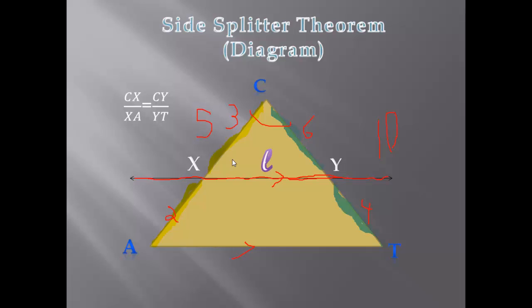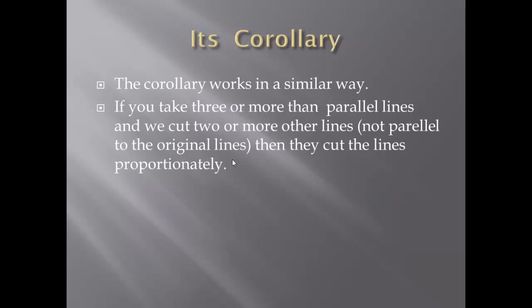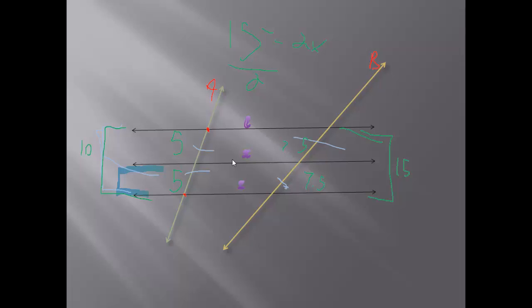And the greatest of all theorems must also have an application outside of this. And one of these ways is that it has a corollary. The corollary theorem works in a similar way. If you take 3 or more parallel lines and you cut 2 other lines that are not parallel to the original lines, then they cut the lines proportionally.